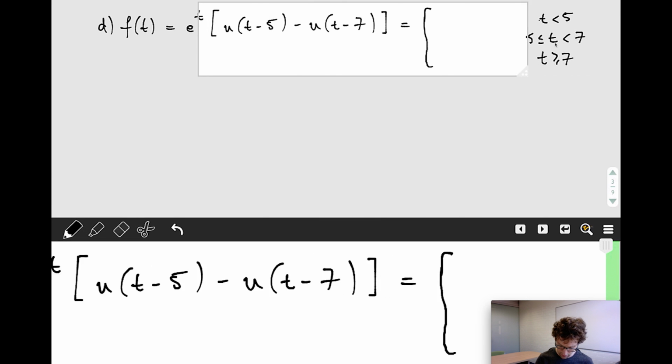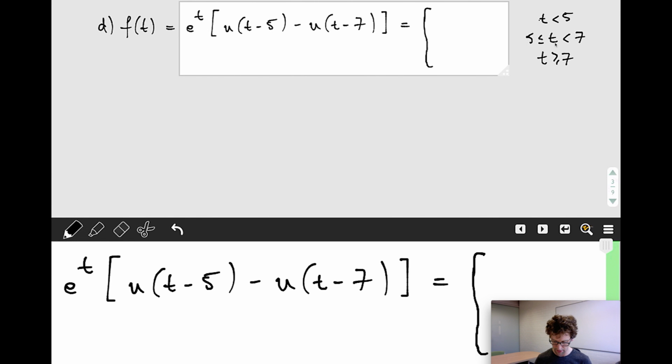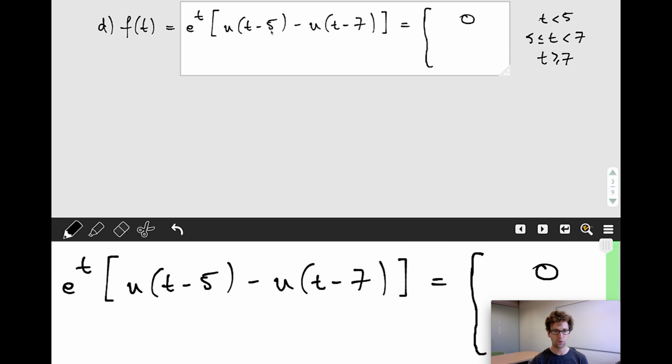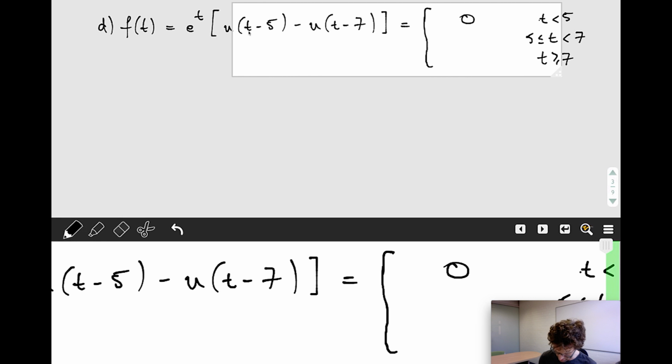So now we're going to have to look at what happens to this function in these 3 different ranges of values or intervals. We know that when t is less than 5, then this is going to be 0 and this is going to be 0. These are 2 levers and neither lever has been switched on yet. So this is going to be 0 for t is less than 5. Between t is 5 and t is 7, this one is going to switch on and this one is not yet switched on, so I'm going to get e to the power of t times 1. So that'll be e to the power of t.